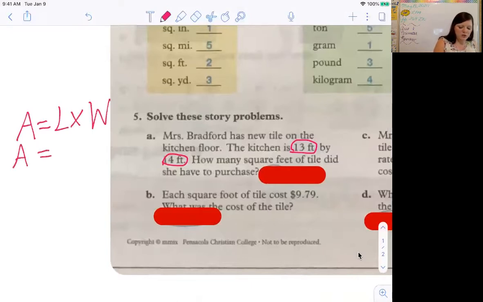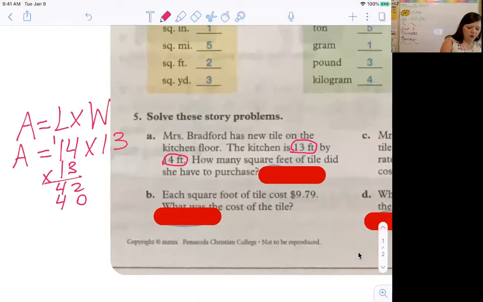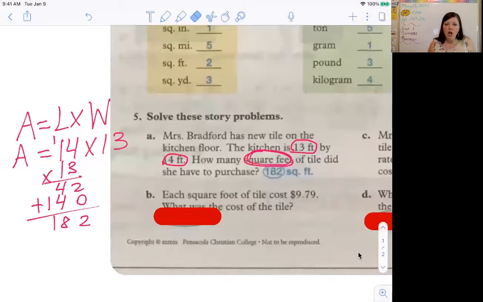A equals, oh, it doesn't say which one is length, which one is bigger. 14 times 13. Let's go. Let's do this. 12, 4, 0, 4, 1, 2, 8, 1. Remember, area is always squared. That's why it says square feet here. So this is going to be 182 square feet that she needs to purchase from the store. Now keep that in mind. We're going to be using that for letter B.